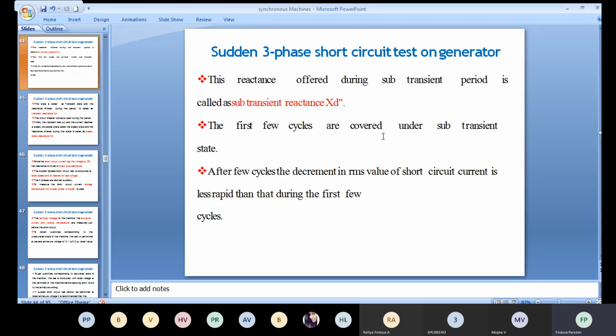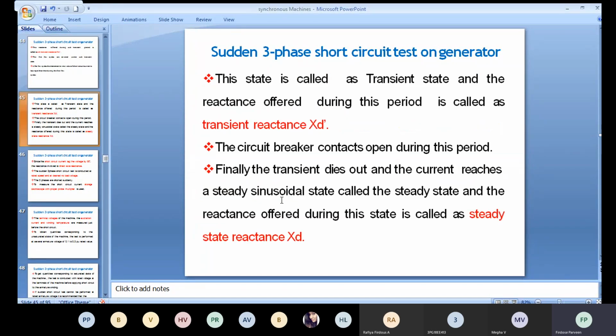The first few cycles are covered under the subtransient state. After a few cycles, the decrement in the RMS value of short circuit current is less rapid than that during the first few cycles. This state is called the transient state, and the reactance offered during this period is called the transient reactance Xd dash. The circuit breaker contacts open during this period.